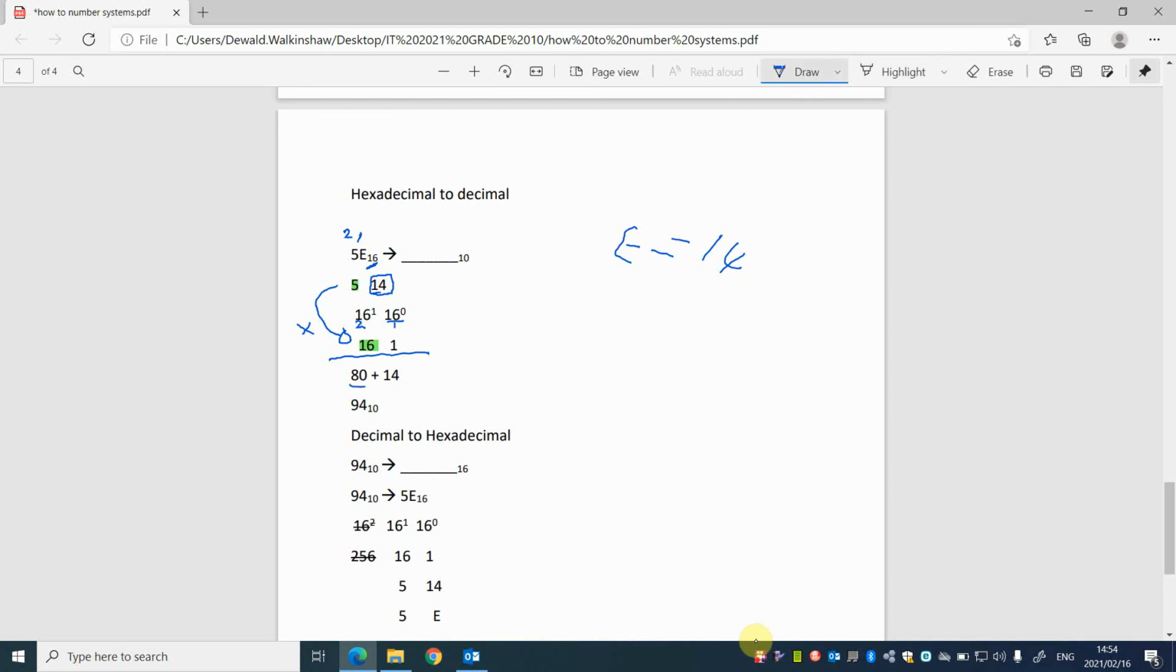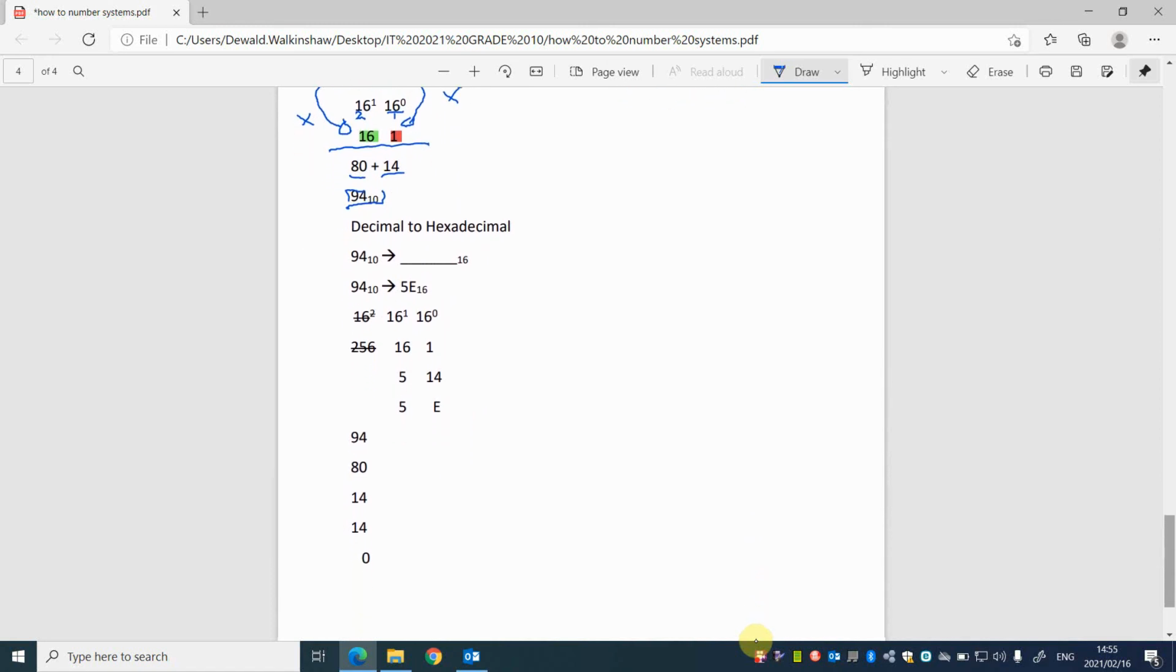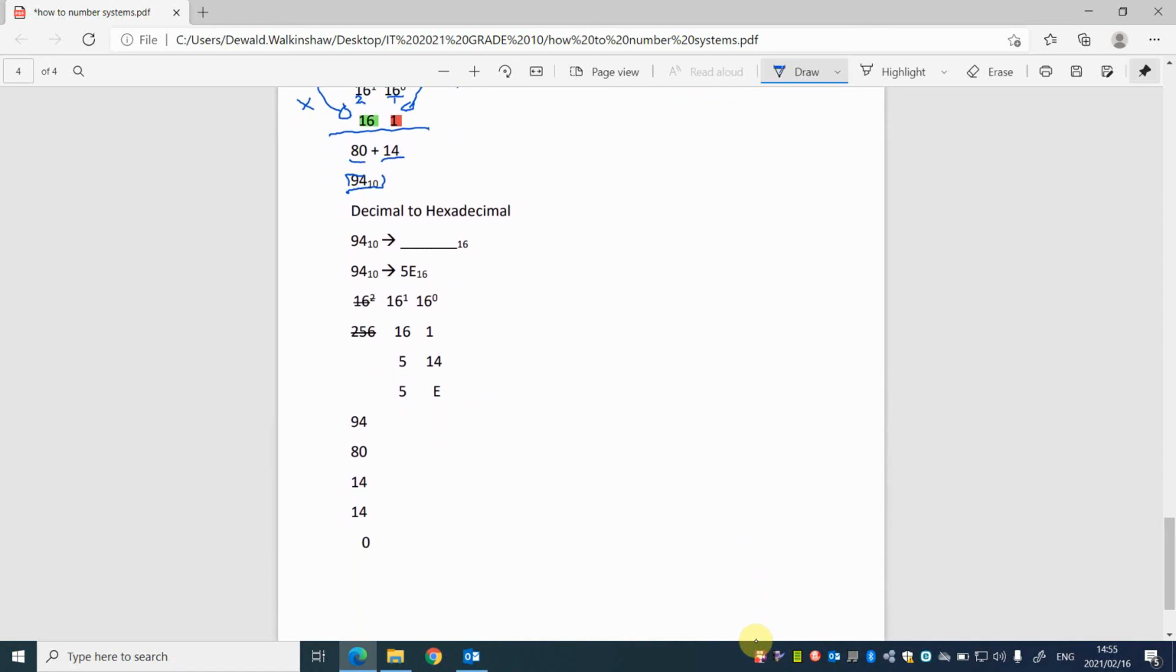Then you go to the next number. Your next number is 14. So you're going to be multiplying 14 by 1. And 14 times 1 equals 14. And then you simply add them together. 80 plus 14 equals 94. And you just write your base 10 over there. Okay. So that is hexadecimal to decimal. So let's take this 94 in decimal and convert it back into hexadecimal.